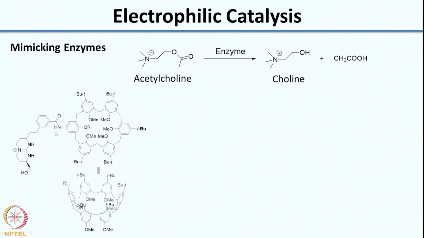On the other side you have this interesting amide. The amide has a linker here and it has this guanidinium. So it has this guanidinium group here. So you have NH, NH. So this can hydrogen bond, alright. So that is the reason for having this guanidinium group.